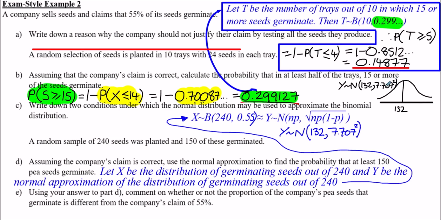So the normal is for continuous data, so we can't actually work out on 150. The lower bound here would actually be 149.5. So at least 150 translates to the continuity correction of at least 149.5. And at least means we're looking at the right-hand side of a curve, so we're wanting this proportion here.